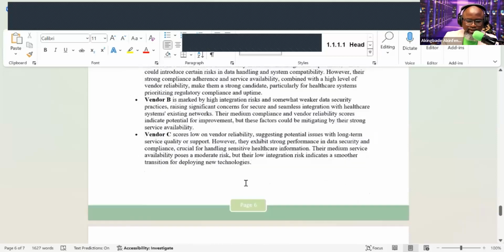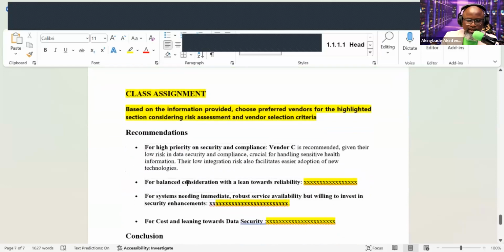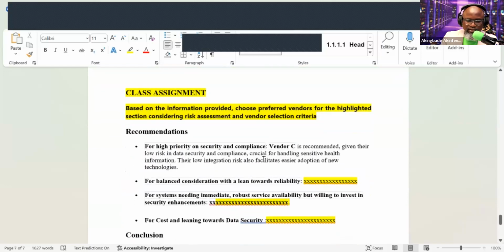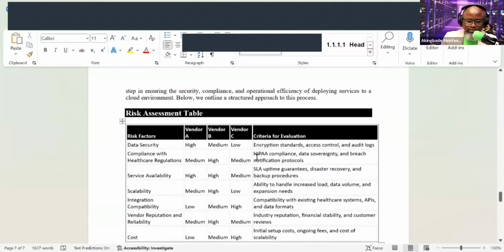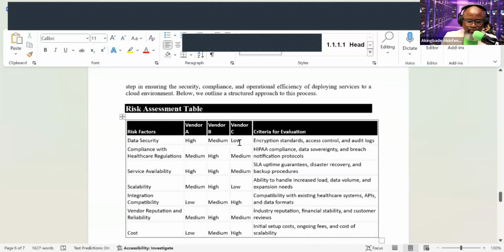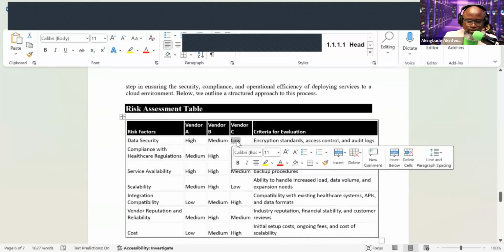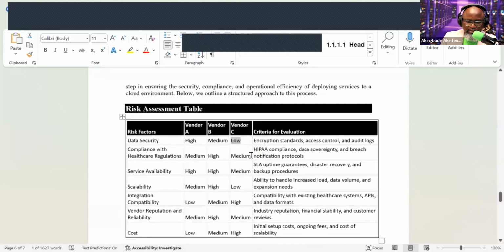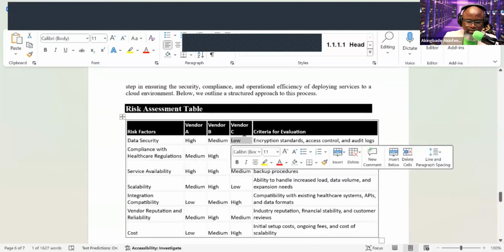So if I look down here to make my decision, if I want to consider security and compliance, vendor C was my selection because I look at security, the issue was low, and compliance, low. So based on that, I can say vendor C makes the most sense.